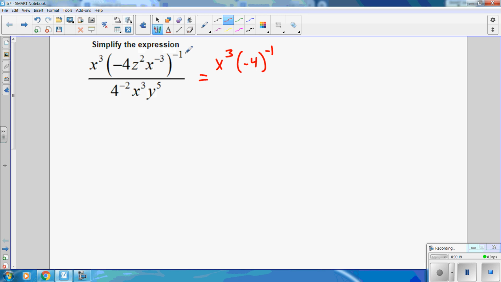Z to the second to the -1, multiply the exponents, that's z to the -2. And then you multiply these exponents, it's going to be x to the +3. So now we have everything on bottom.